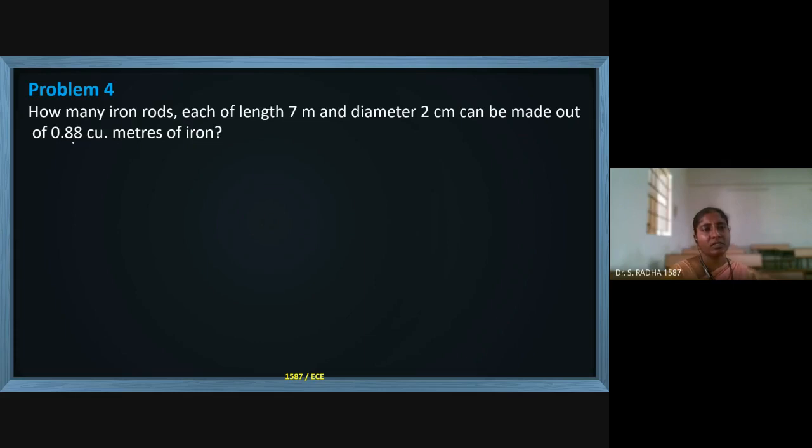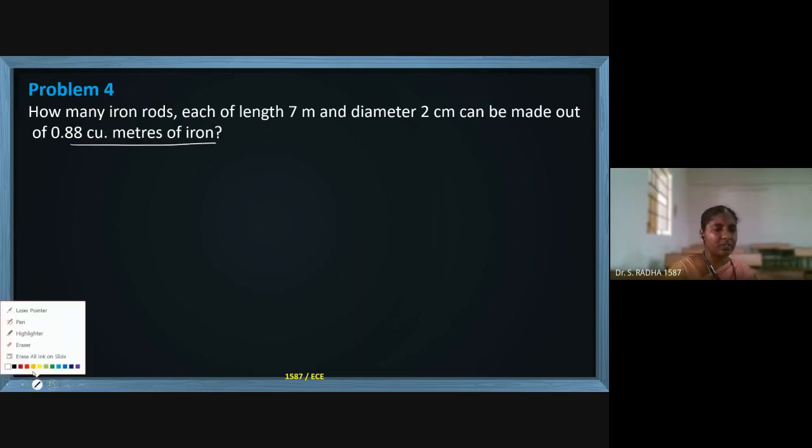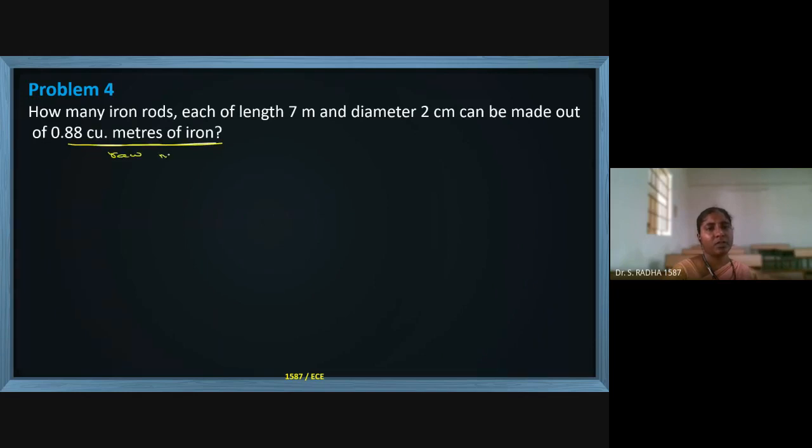Okay, this much iron is available, raw material. This is the raw material available, and we have to build iron rods. So we will assume this is iron rod, okay, and here, this is iron rod.